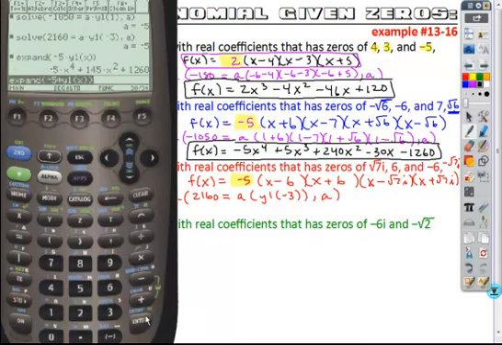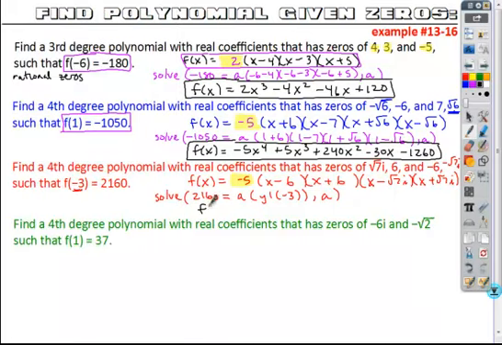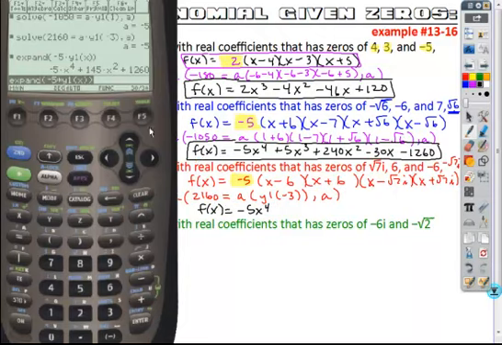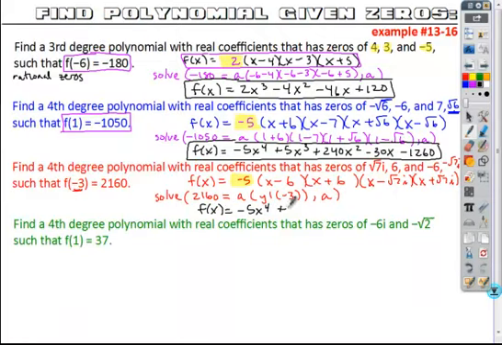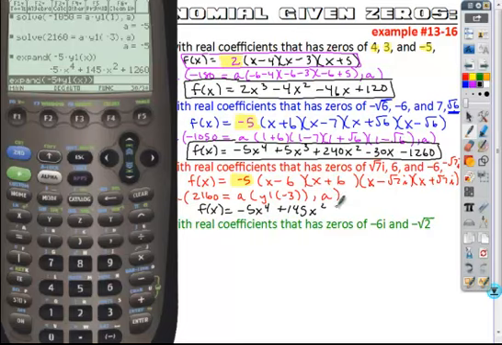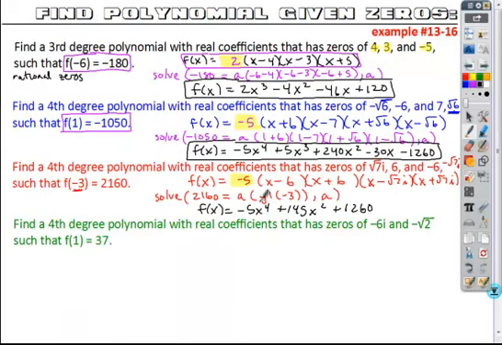So I get negative 5x to the 4th, plus 145x squared, and my final term is plus 1260. And so that would be my polynomial form.